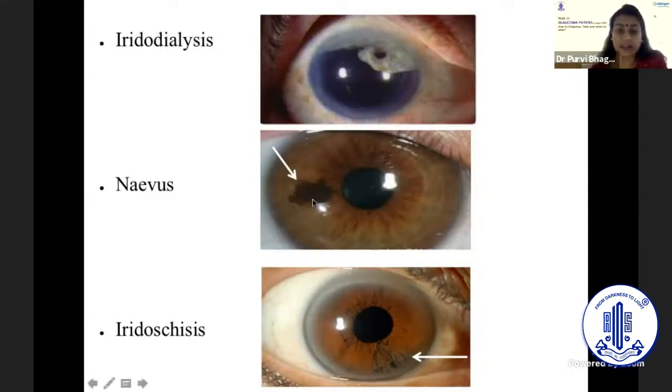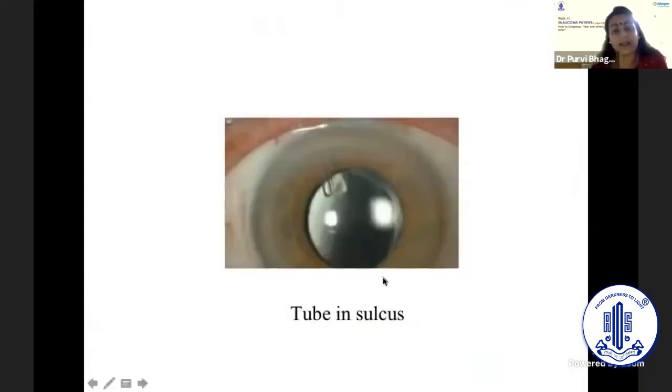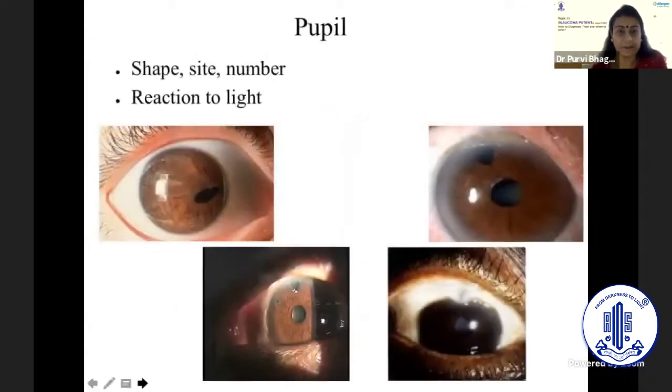You can see localized nevi, and this is a classical case of inferotemporal iridoschisis. So this can just be missed out as a local iris atrophy and you can ignore it. But this is a case of iridoschisis, which you again need to investigate further. And again, not very common these days, you can see those tubes sitting behind the iris also, which are tubes in the sulcus.